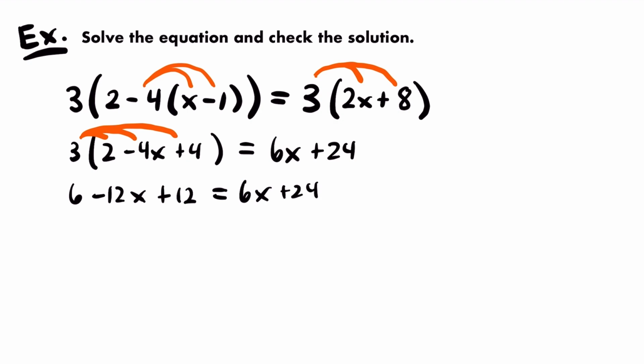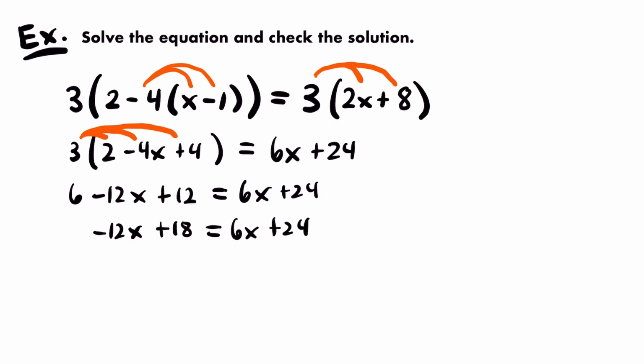All that's left to do now is simplify the two sides of the equation and then work on solving for the variable, which is x. All right, and on this side, 6x and 24, those can't be simplified. There's no way to combine those terms in any way. But over here, notice that we have two constant terms of 6 and 12. Those will combine to be 18. So we have negative 12x plus 18 equals 6x plus 24, right? 12 plus 6 is 18, so we can combine those two constant terms.